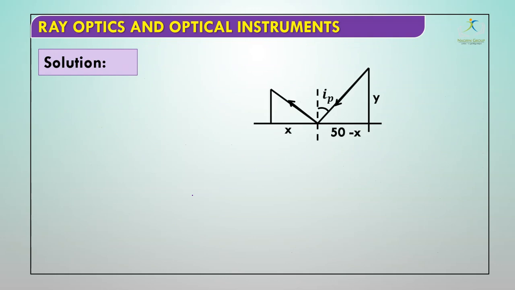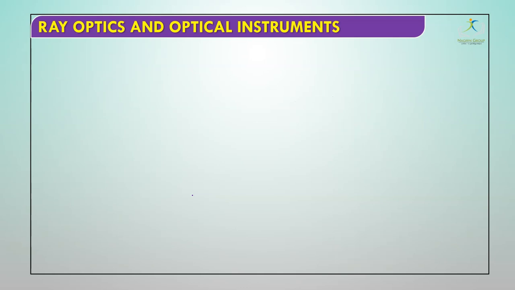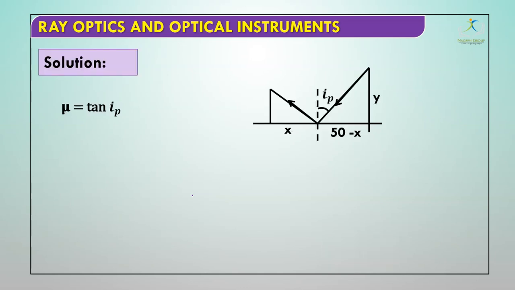Let's move to the solution part, students. This is the diagram which has been made. So mu is equal to tan of i p. Applying here and getting the result, which is option 4.